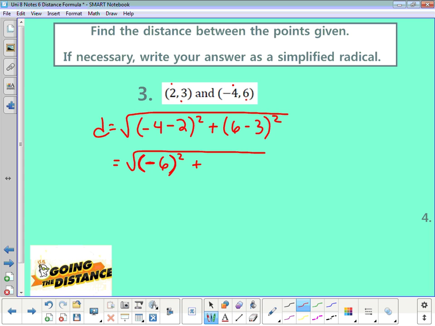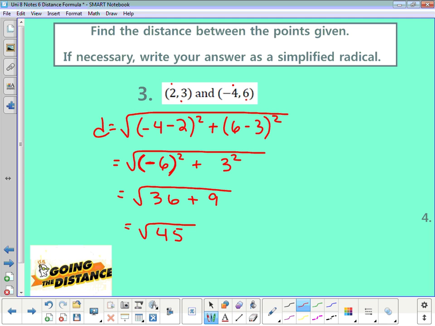So here I have 3 squared. And negative 6 squared happens to be positive 36. 3 squared happens to be 9. If I put those together, I get the square root of 45. Now, 45 is not a perfect square.